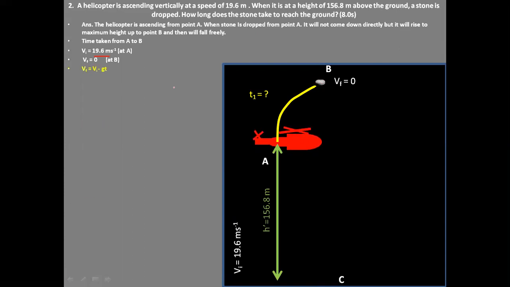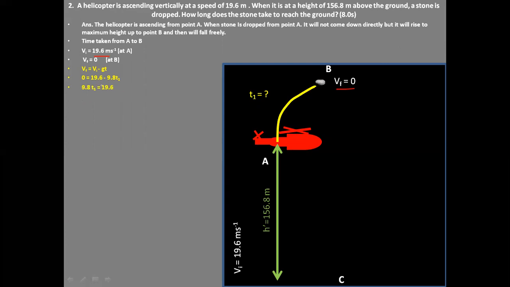How can we calculate that? By using the first equation of motion, which says Vf is equal to Vi minus at. Why are we saying minus? Because we are going against gravity. So the Vf, as we know, is equal to 0. So we put in 0 is equal to 19.6 minus 9.8 into t. So we are calculating the time over here. How much time will it take?